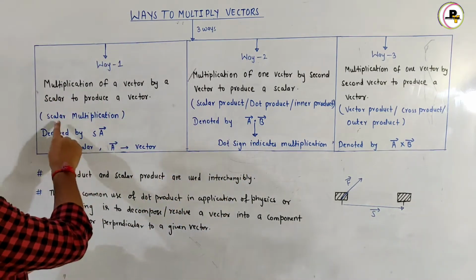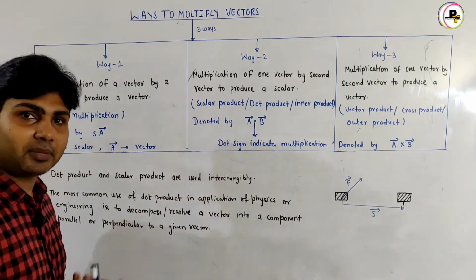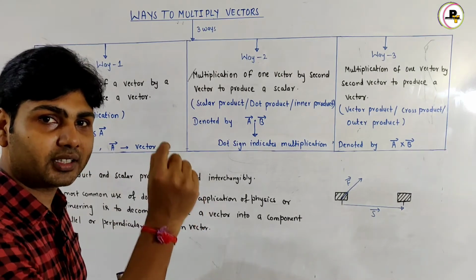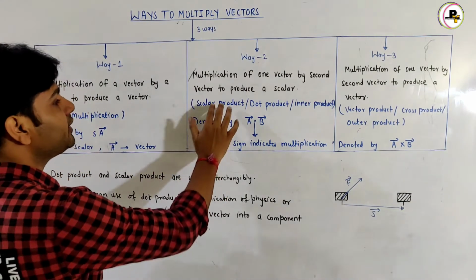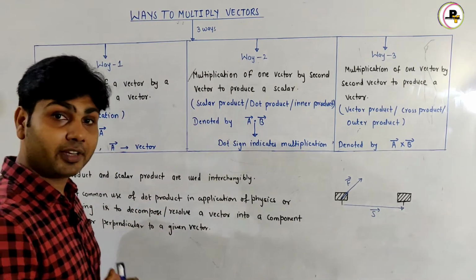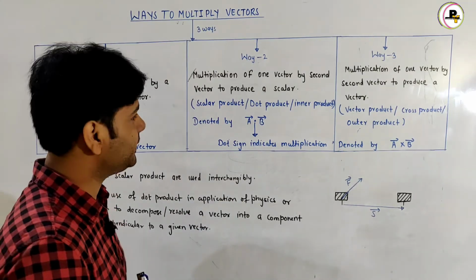Always remember, scalar multiplication is different from scalar product. Scalar multiplication means a vector multiplied by a scalar quantity to give a resultant as a vector, and scalar product means multiplication of a vector by another vector to give a resultant as a scalar quantity.